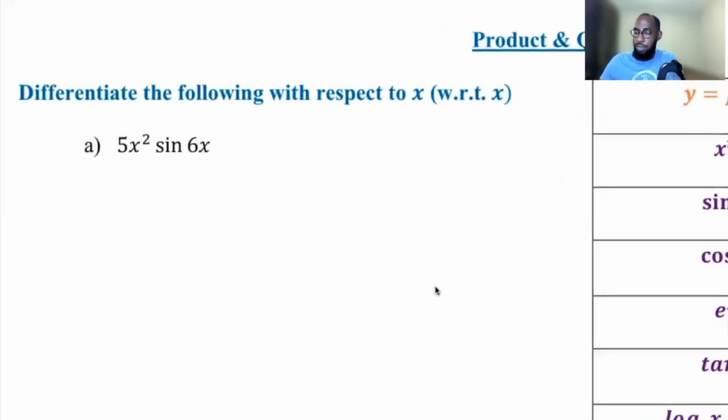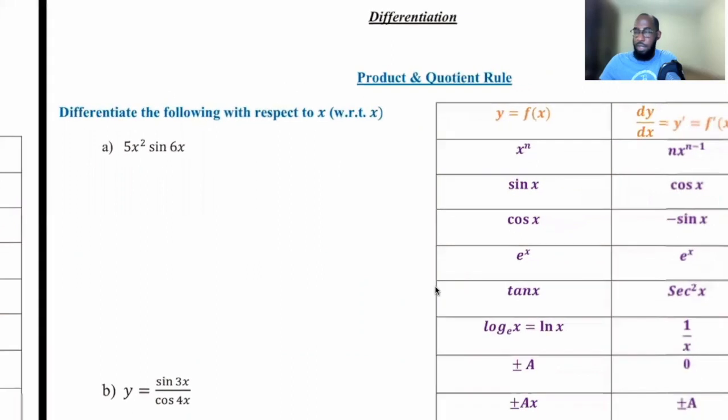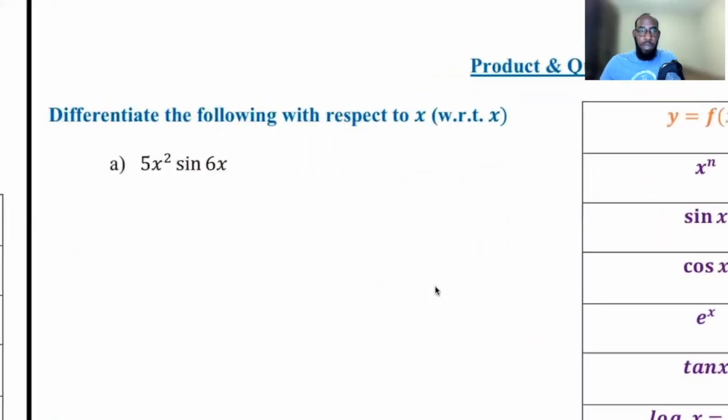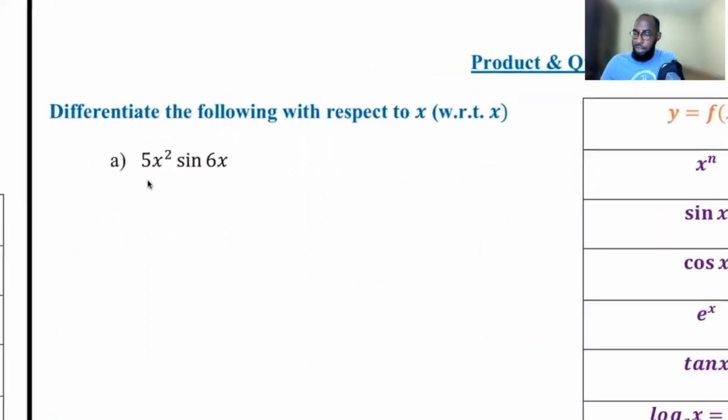So I have here, let's say y is equal to, you don't have a y here, but I can say y is equal to 5x squared sine 6x. So we want to differentiate. Now, how can we identify if this is product rule or quotient rule?